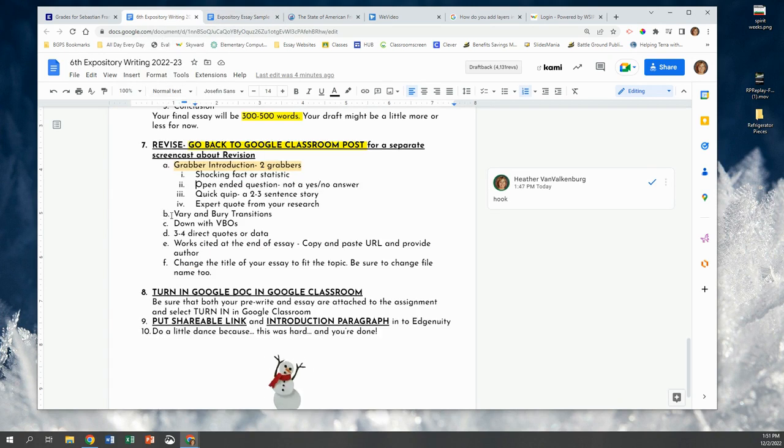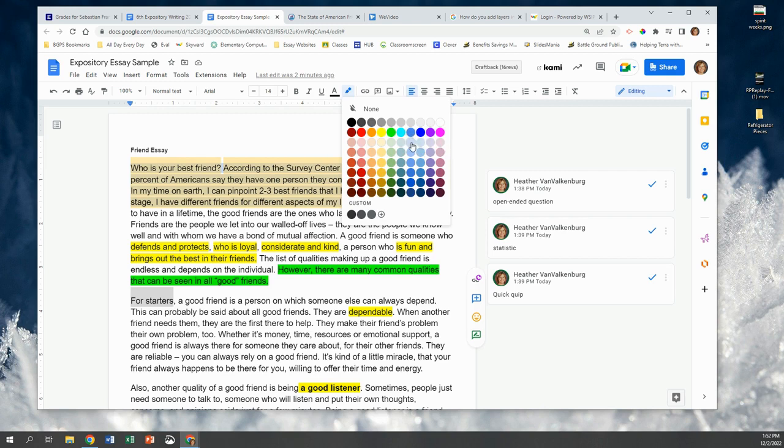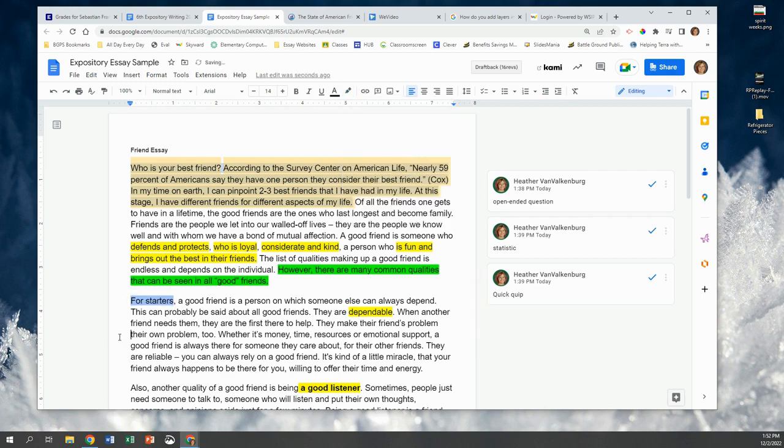So we've taken care of our grabbers. Vary and bury the transitions. Vary means that we're changing up, and bury means that we're going to try to bury it. We're going to try to put it within the sentence, or not necessarily be the first word of the sentence. So let me show you how this works. For starters, a good friend is a person on which someone can always depend. And the transition right here is for starters. I like to highlight transitions in blue. Okay. For starters, a good friend is a person on which someone can depend.